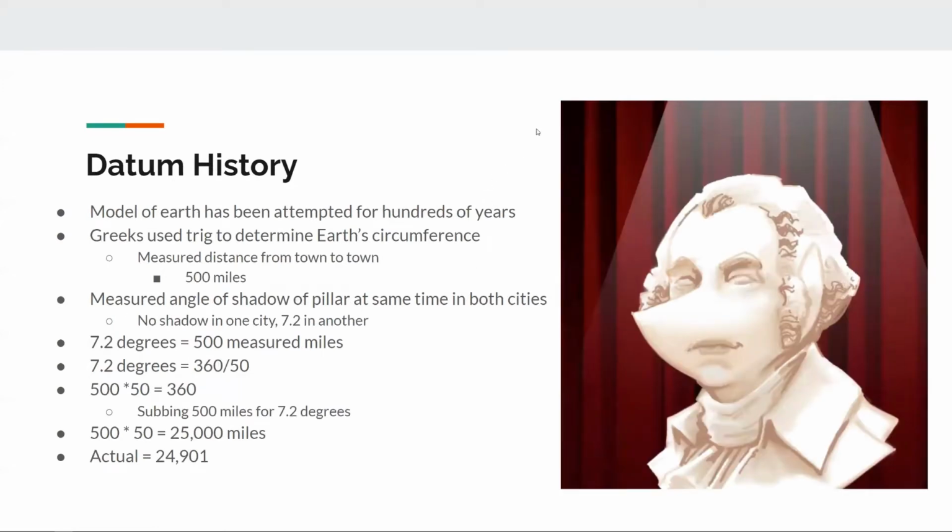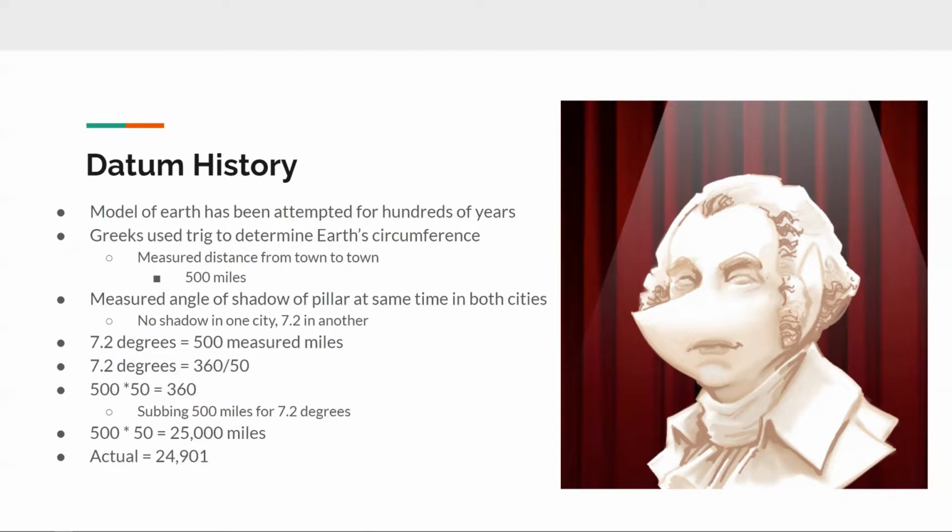So just going back, I'm going to sprinkle in some history as we go through the presentation here. The first datum could actually be attributed to the Greeks way back in about 200 BC. They used some simple trigonometry to determine the Earth's circumference, which can probably be interpreted as the Earth's first datum. All they did was measure a distance from a town to a town using ropes. They determined this distance to be 500 miles.